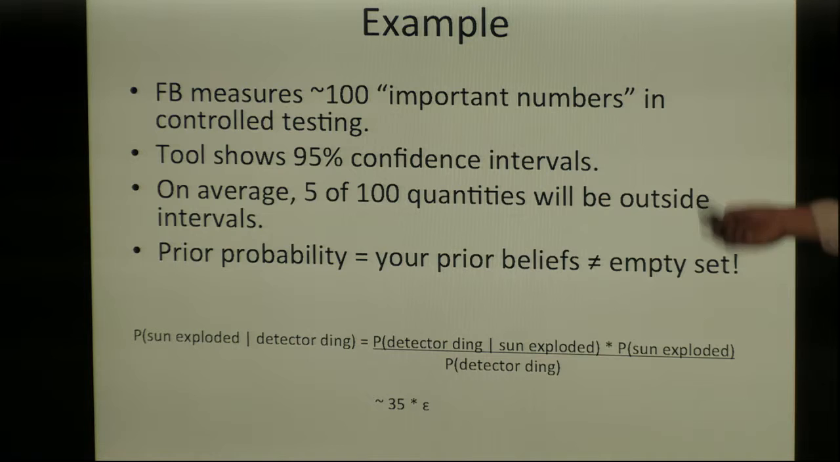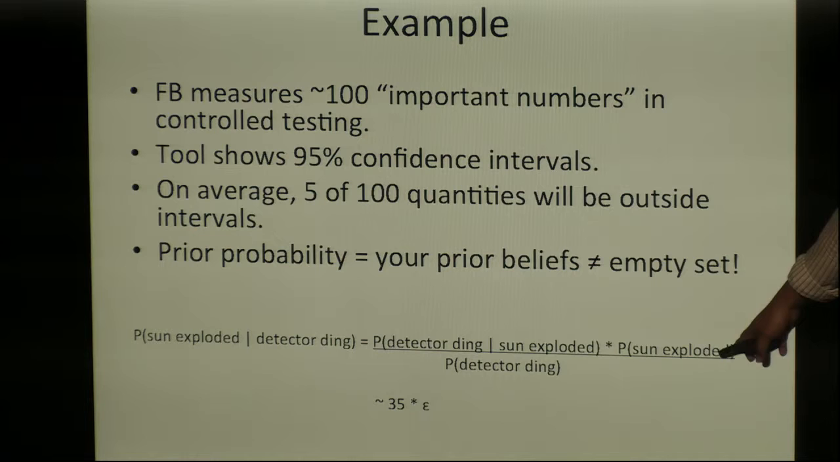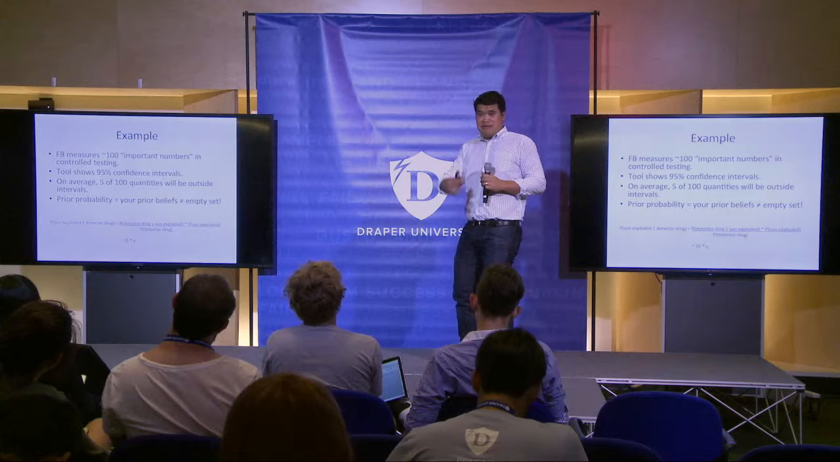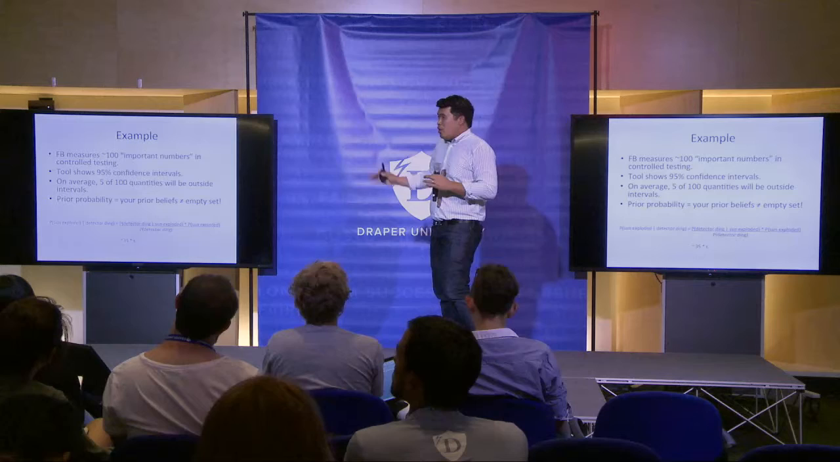So in the case of the XKCD cartoon, the probability that the sun exploded, given that the detector went off, is equal to the probability that the sun exploded, right, times some stuff over here. If you do the math, you can ask me, I'll do the math for you later on. It's 35 times epsilon, where epsilon is the probability that the sun exploded, your prior belief. If you believe that the probability the sun exploded is truly zero, this is always truly zero, right? But if you believe, oh, maybe the sun might have exploded, like 50-50, then it's going to be quite large, right? Okay? Questions on that? No?